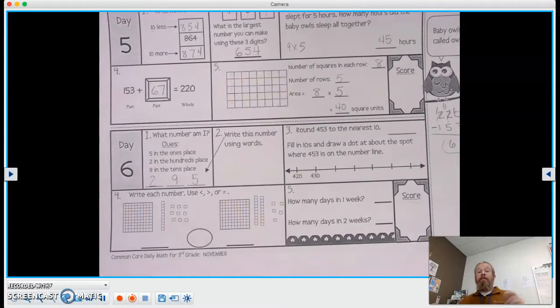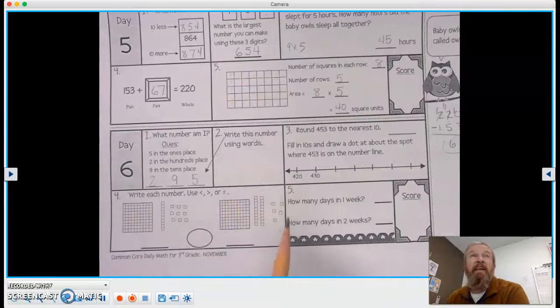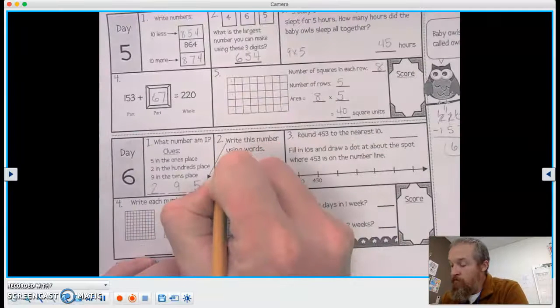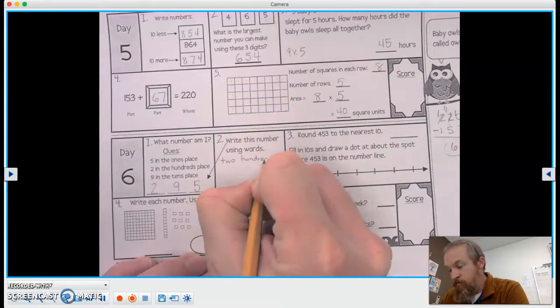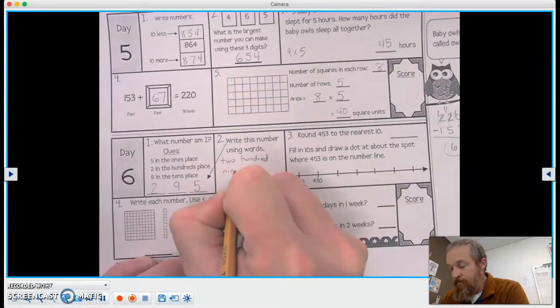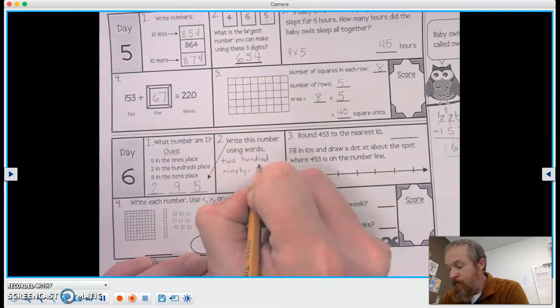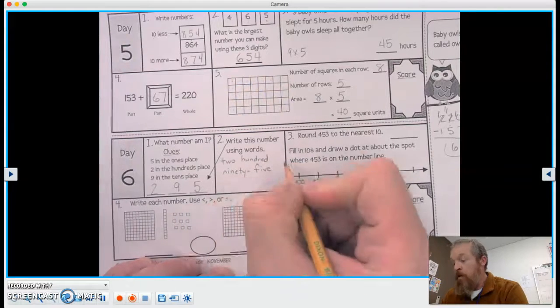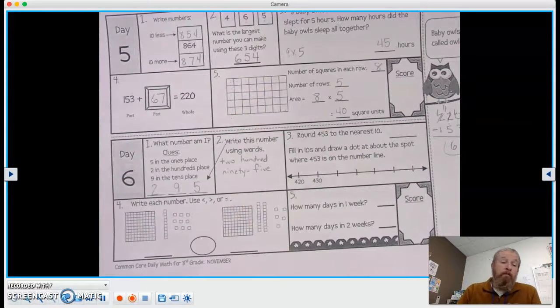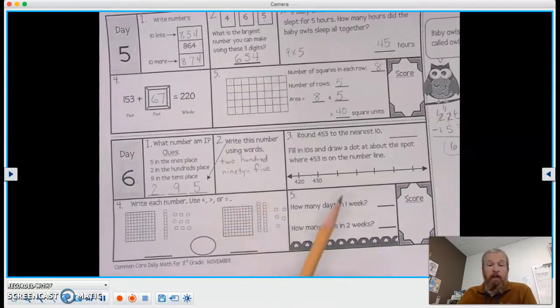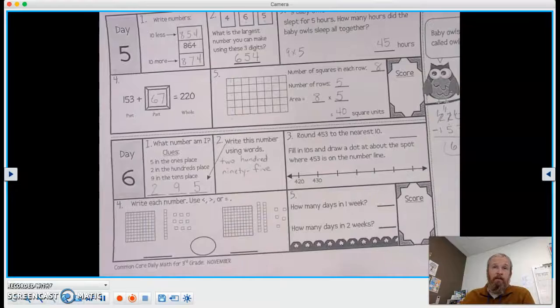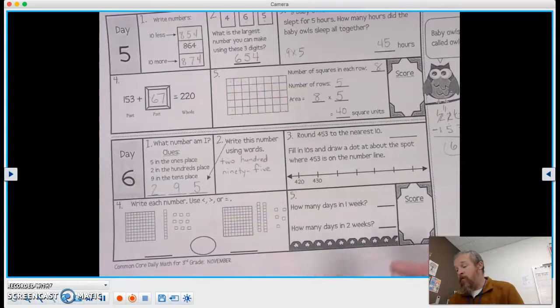All right, write this number using words. So let's just say it again. 295. So now let's write that. And you can remember too, in the back of your blue folder, on the one side is how we write all of our different numbers and tens, 20s, 30s, the teens, the hundreds, all that, right? So that's back there for you.